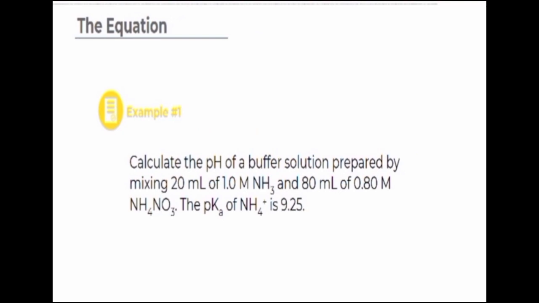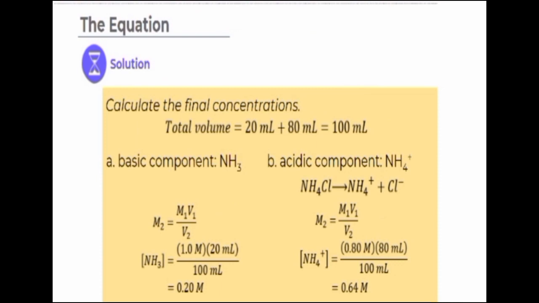Example 1. Calculate the pH of a buffer solution prepared by mixing 20 mL of 1.0 molar ammonia and 80 mL of 0.80 molar ammonium nitrate. The pKa of ammonium is 9.25. The buffer consists of ammonia as the basic component and ammonium ion as the acidic component.